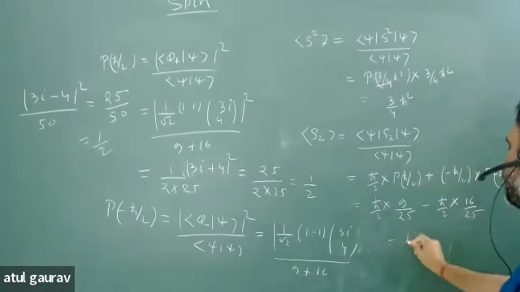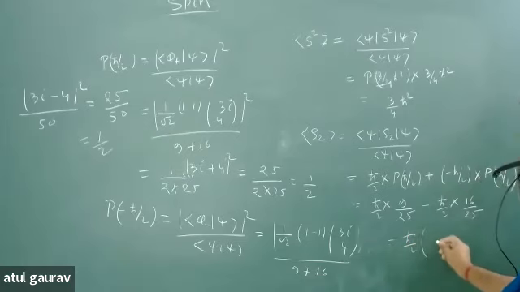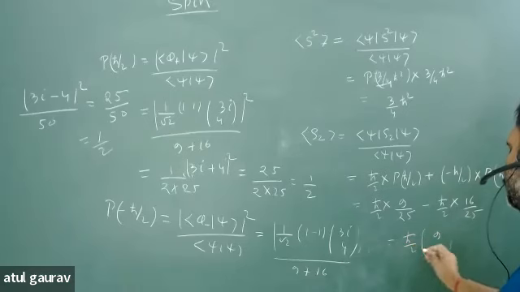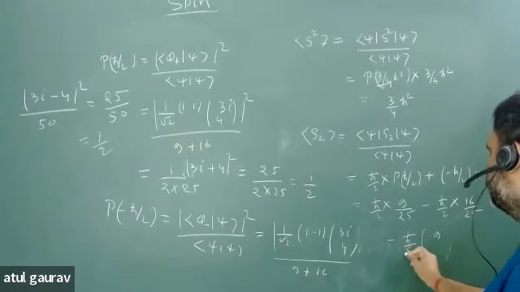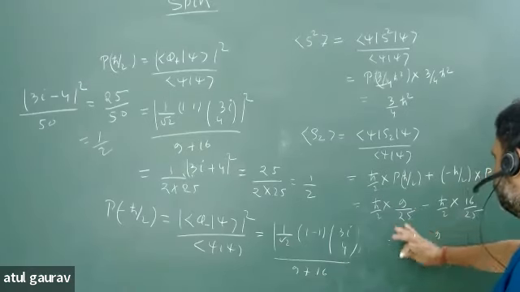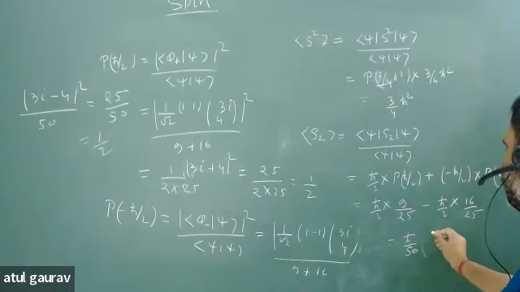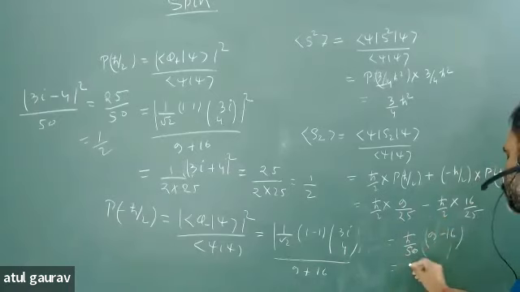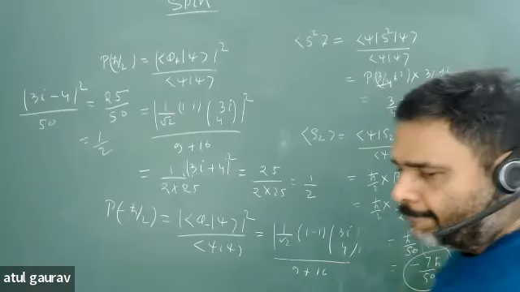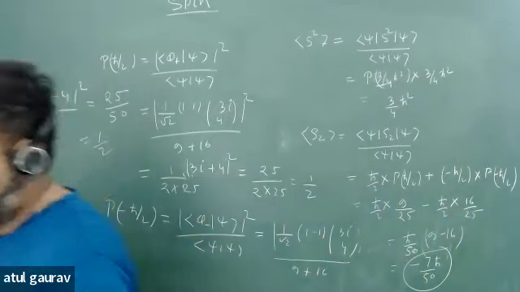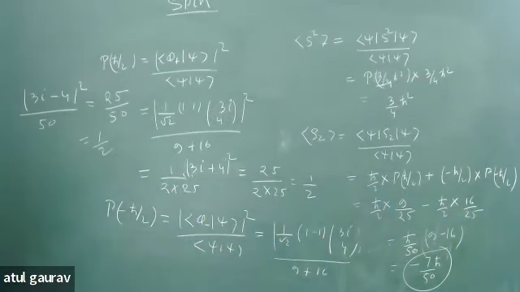So you can take h cut by 2 common. So you have 9 and 25. You can take h cut by 50 common, and you have 9 minus 16. So what will be the value? Minus 7 by 50 h cut. Minus 7 by 50 h cut.